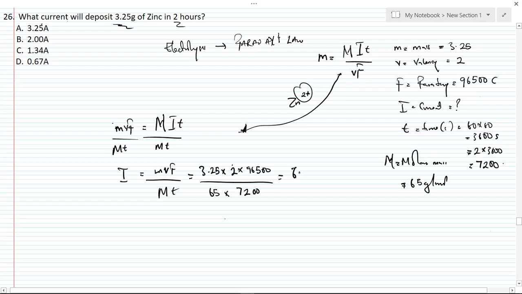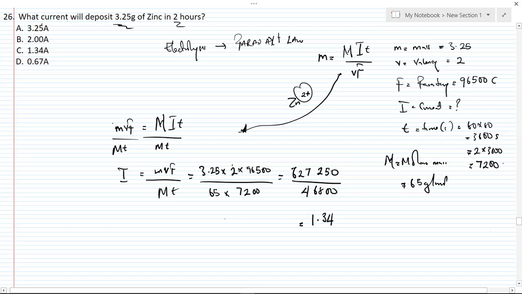So we pretty much have 627,250 divided by 65 times 7,200. That's 46,800. 627,250 divided by 46,800, we pretty much have 1.34.